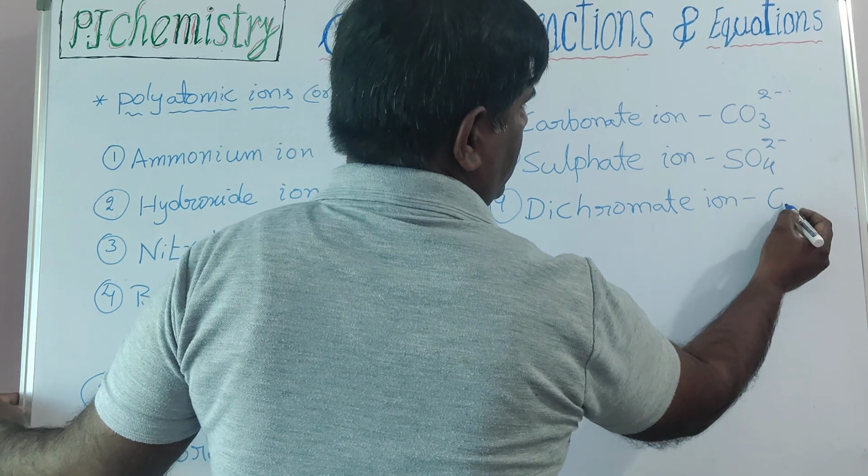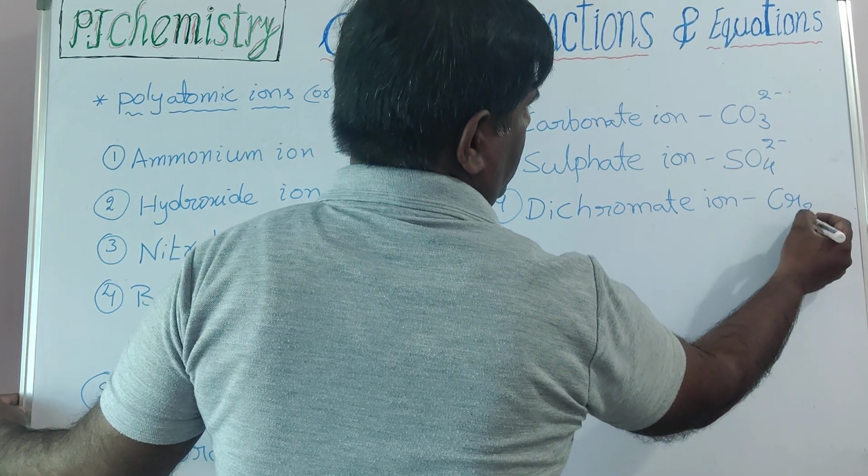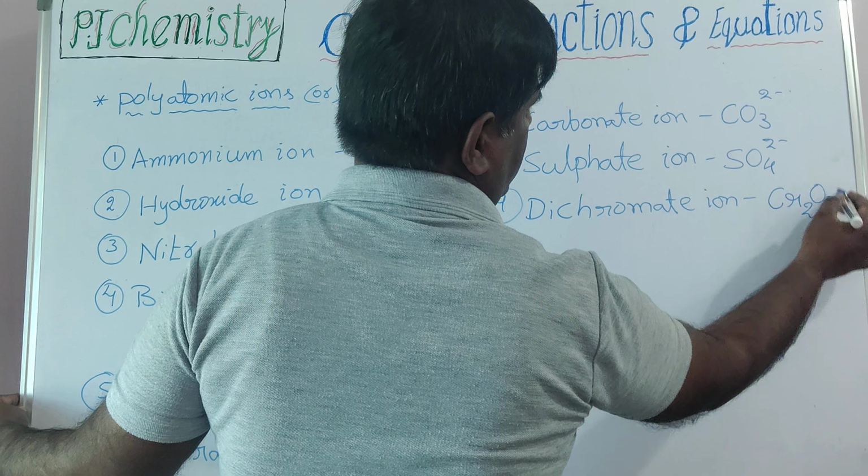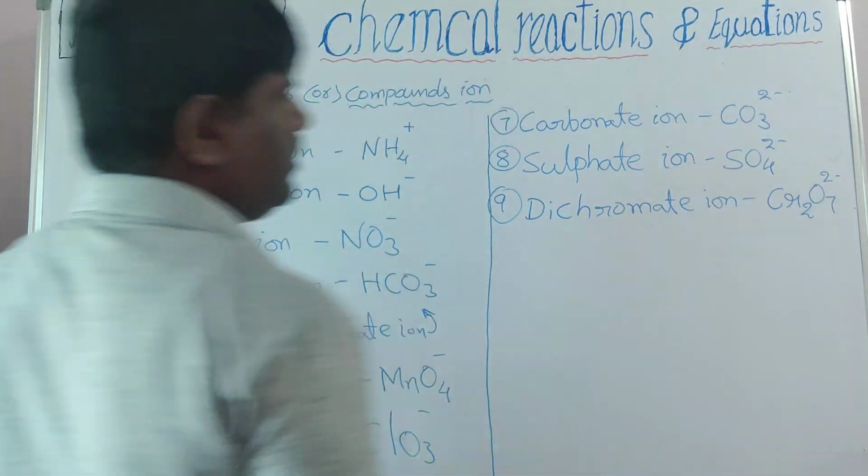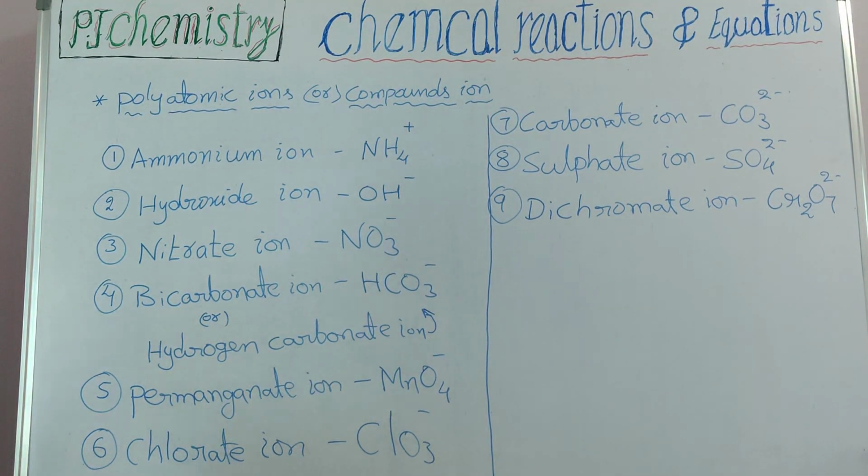Cr2O7 2 minus. Dichromate ion Cr2O7 2 minus.